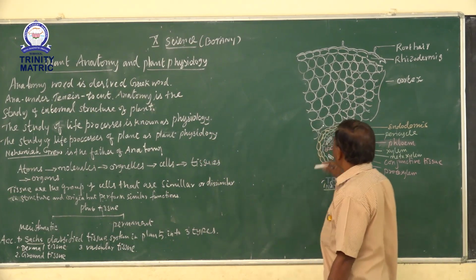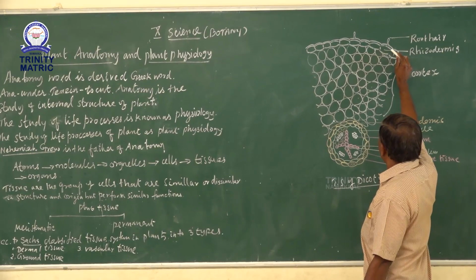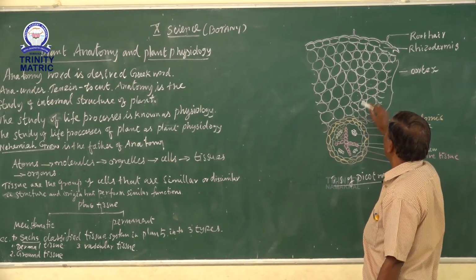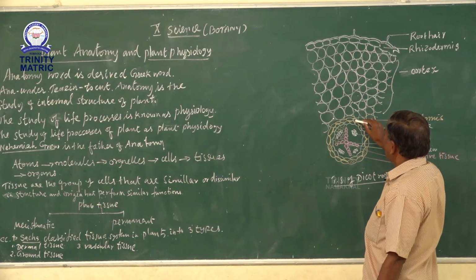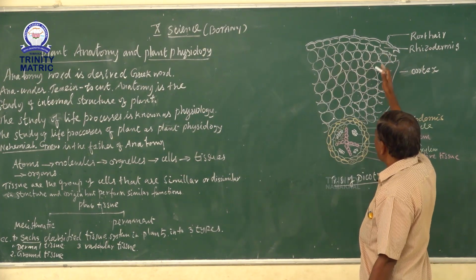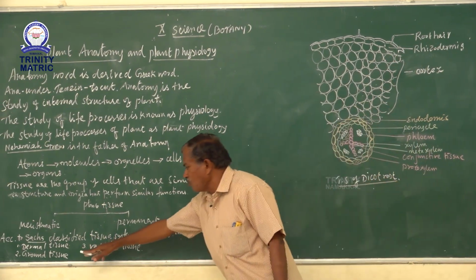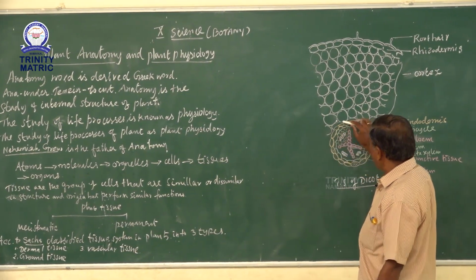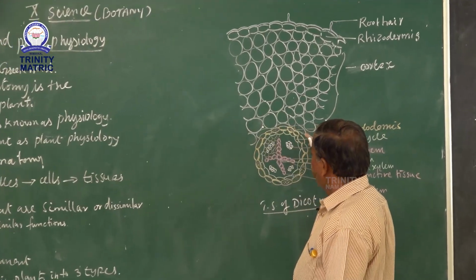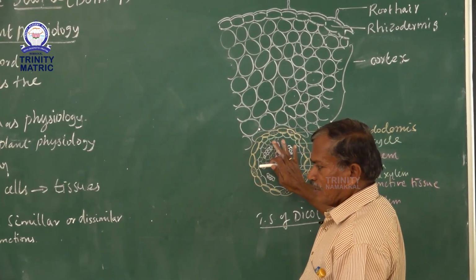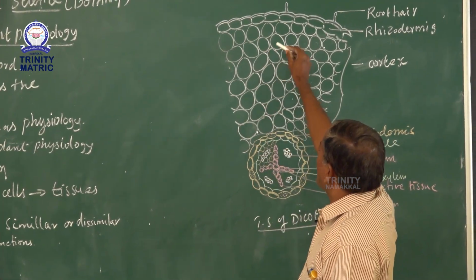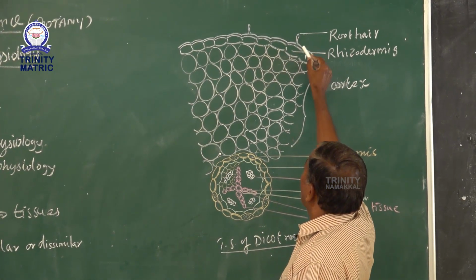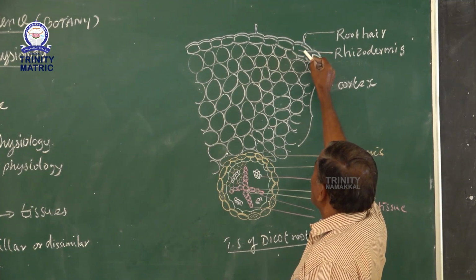The tissue present between the rhizodermis and the endodermis is called ground tissue. And vascular tissue is located in the center part of the plant. So dermal tissue consists of the rhizodermis, root hair or the epidermal tissues.